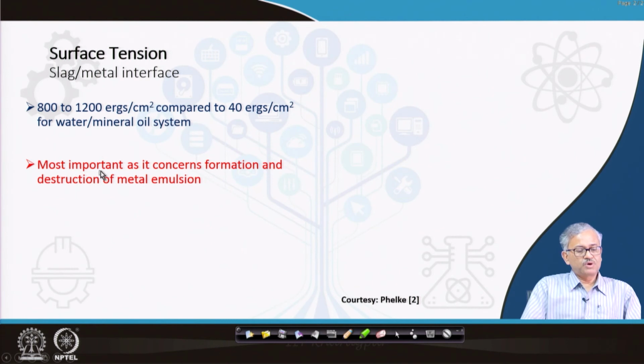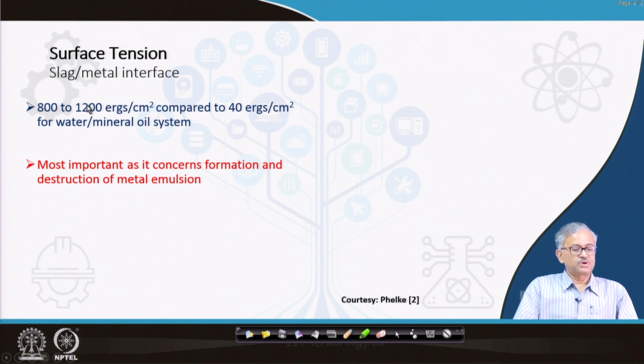So, most important, it concerns the formation and destruction of metal emulsion. That is the most important thing, because if your surface tension is less at the slag metal interface, then you can easily generate the droplets, and again if the surface tension is less, then the stability of the emulsion will also be higher.